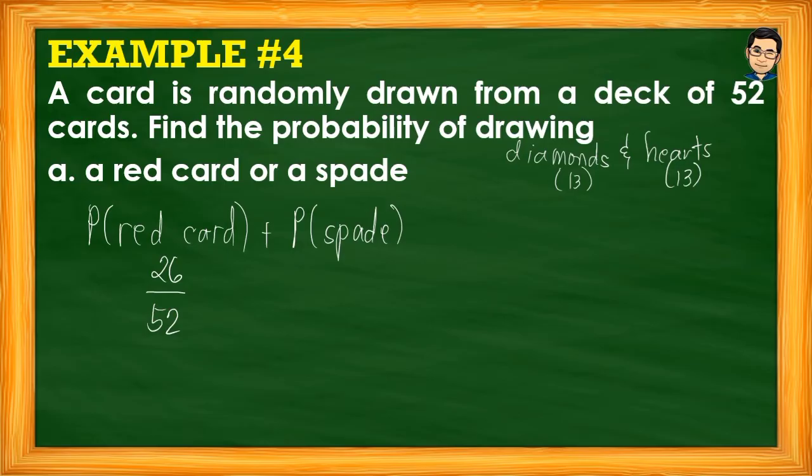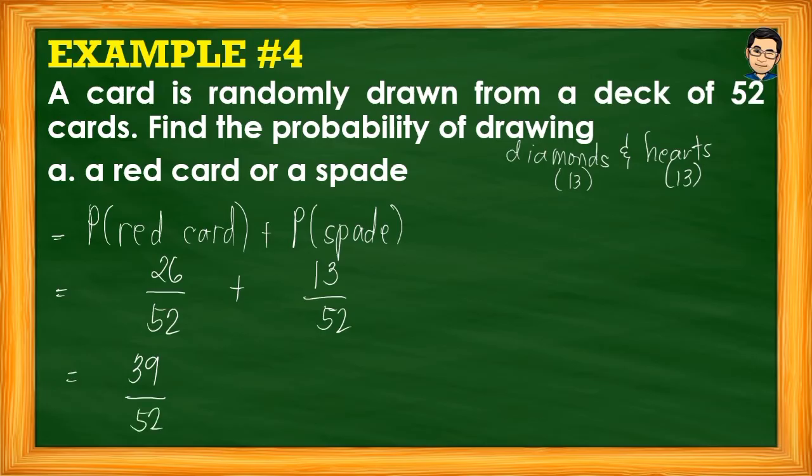Next, plus the probability of spade. Spade is a black card as well as yung club. So, again, yung kada suit natin, we have there 13 cards. So, meron tayong 13 spade cards. So, 13 over 52. Now, we'll add, so 26 plus 13, that is 39 over 52.